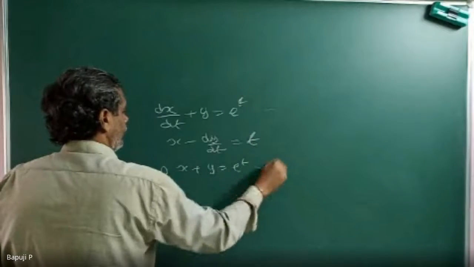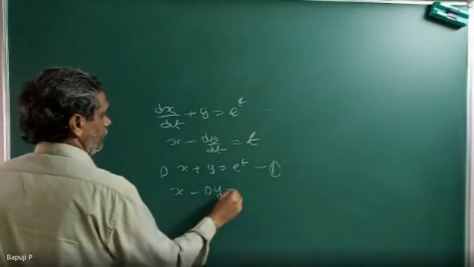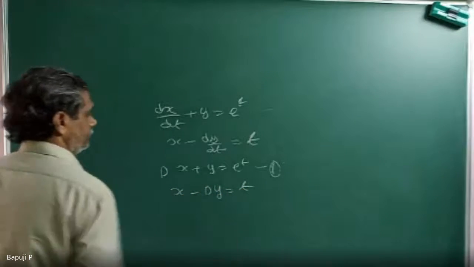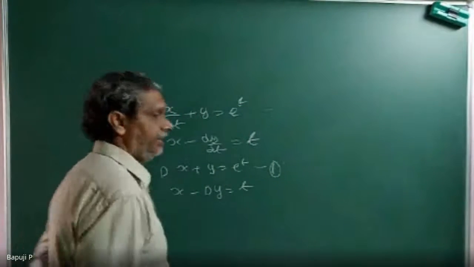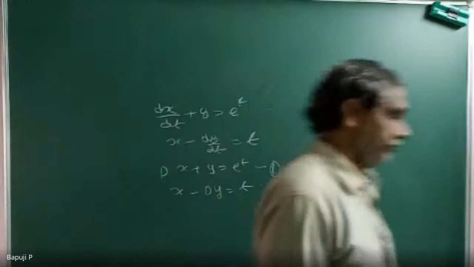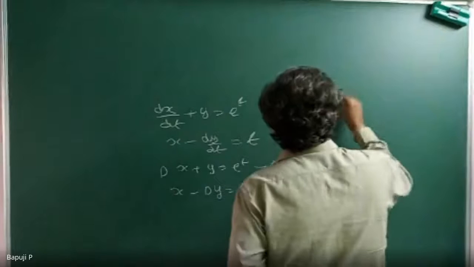Sir, it is e to the power t, right? Yes, yes. This is t. This is e to the power t. Very bad writing. Now, okay, yeah.